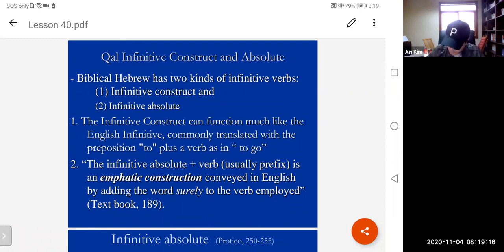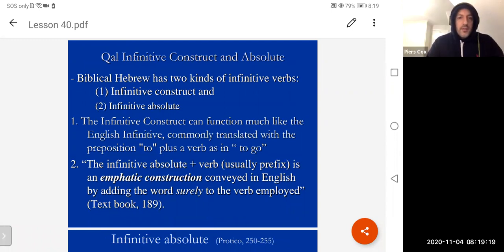Could you? Yeah, sure. Qal, infinitive construct and absolute. Biblical Hebrew has two kinds of infinitive verbs. One, infinitive construct, and two, infinitive absolute. One, the infinitive construct can function much like the English infinitive, commonly translated with the preposition to plus a verb, as in to go. Two, the infinitive absolute plus verb, usually prefix, is an emphatic construction conveyed in English by adding the word surely to the verb employed.